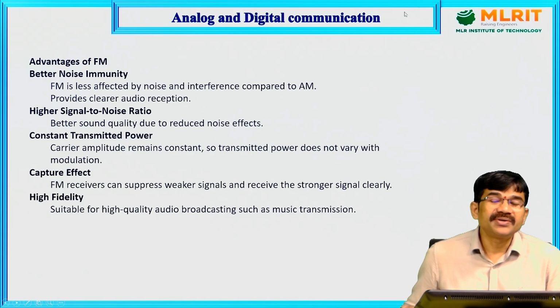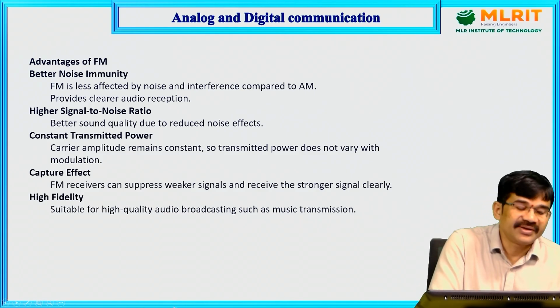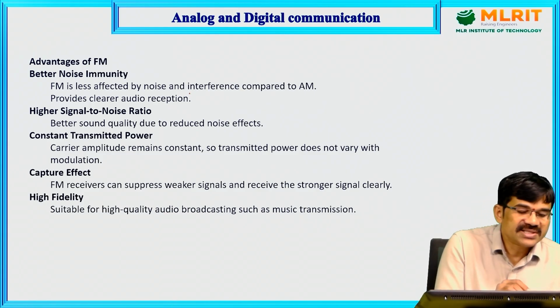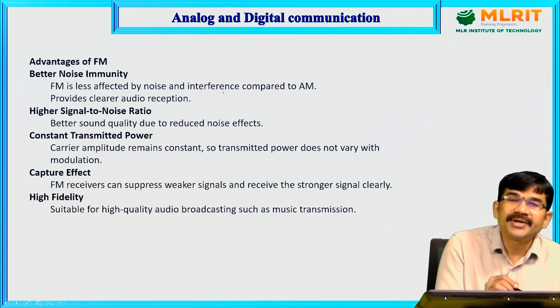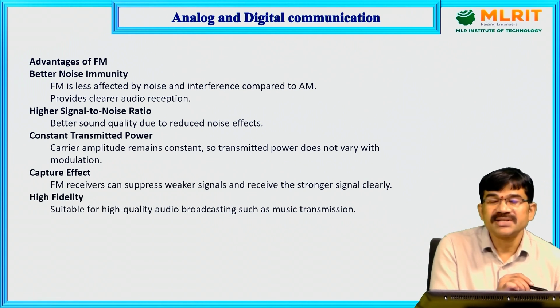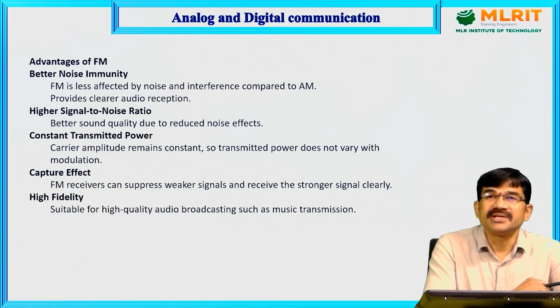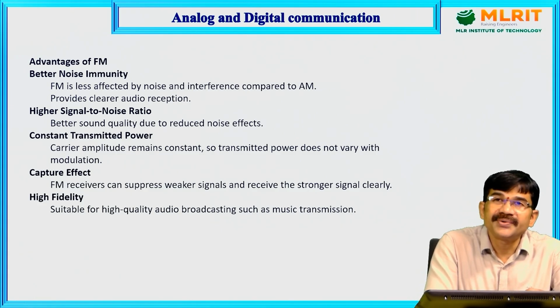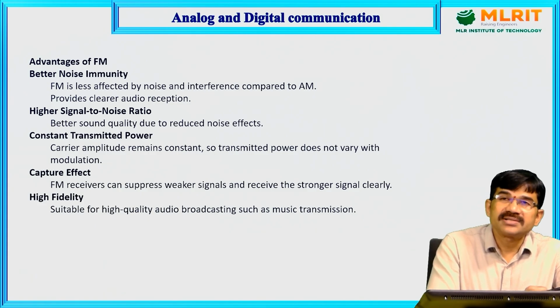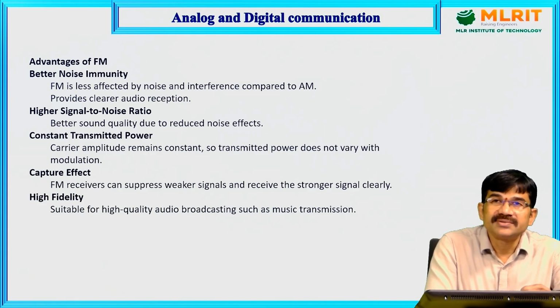Next, what are the advantages of FM? FM is less affected by noise compared to AM. Why? In FM we deal with the carrier frequency, not the amplitude of the modulating signal. In AM, the focus is on the envelope of the signal, and the envelope is more susceptible to noise.